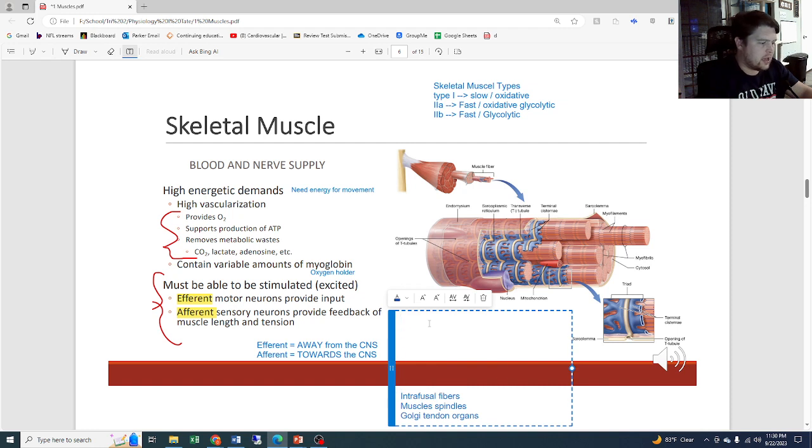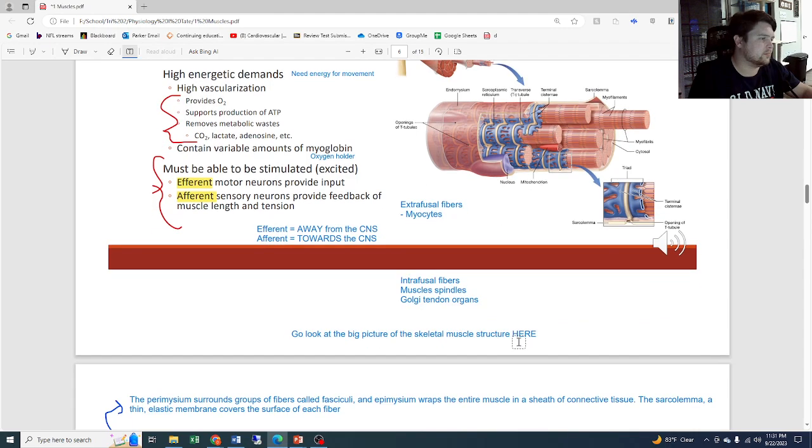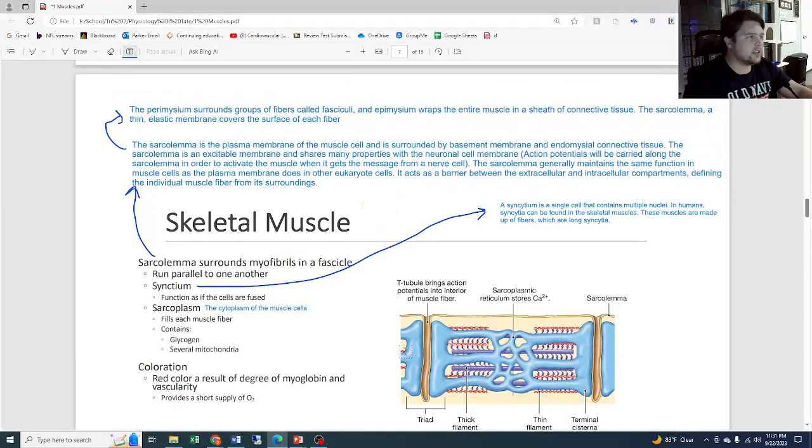And then we have extrafusal fibers, and these are our myocytes. All of the actual muscle tissue, the sarcomeres, all that sort of stuff, those are our extrafusal fibers. We'll get more into that way later. The idea, though, is that the efferent motor neurons go to the extrafusal fibers, and the afferent ones come from the intrafusal fibers, the muscle spindles and the Golgi tendon organs. Okay, and there's a couple of other little details in there, but we will look at that later on as well. So a lot in here, just breaking this down and adding a little bit of information.